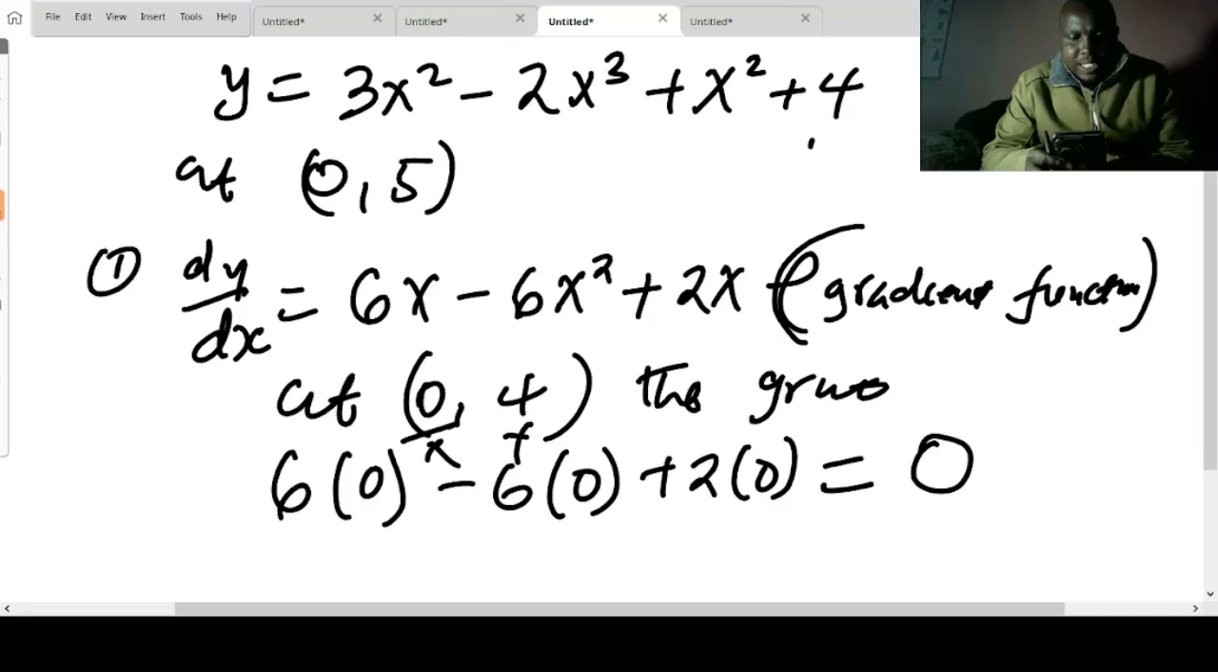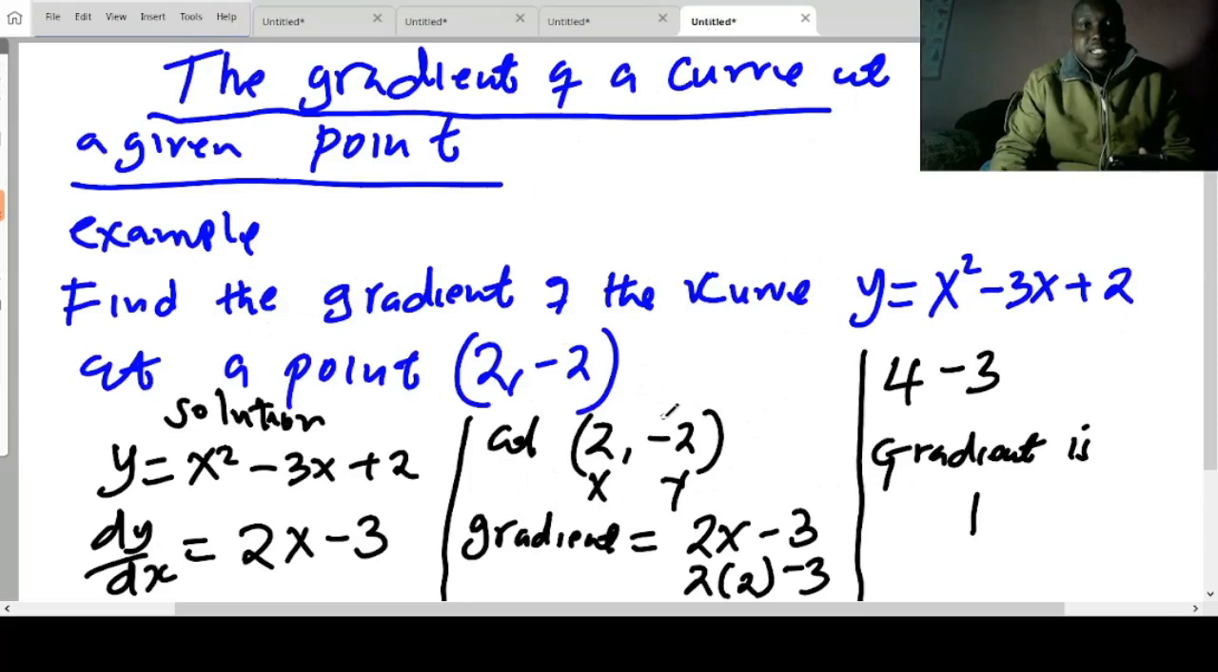At what point is the gradient? Very good. Now we are going to use the gradient to find a point. Like this one, we were given the point 2, 2. So I want us to do the reverse of this question, and our final answer should be 2, negative 2.